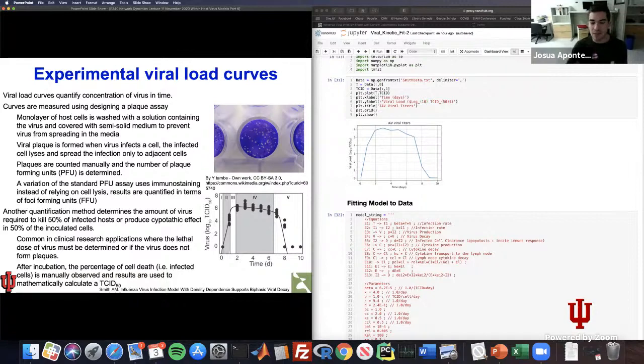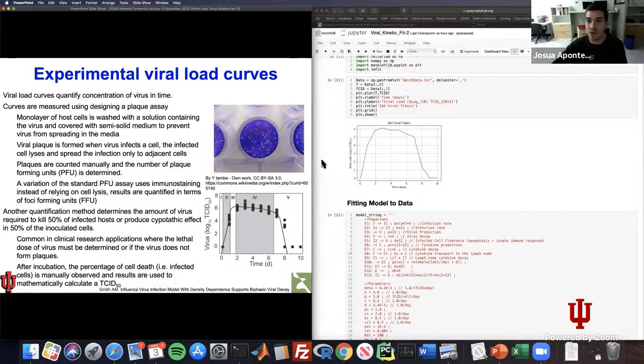But it's basically the same principle, except that you don't necessarily count the plaques. You're counting how many of the cells got infected, and there are multiple ways of detecting that. But yeah, that's how you quantify how much virus you have in your sample.